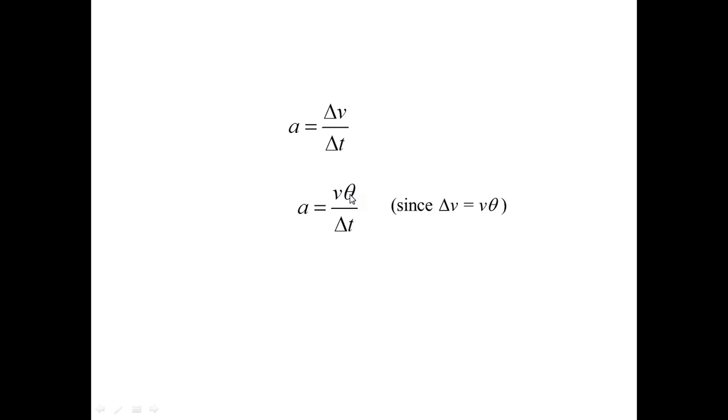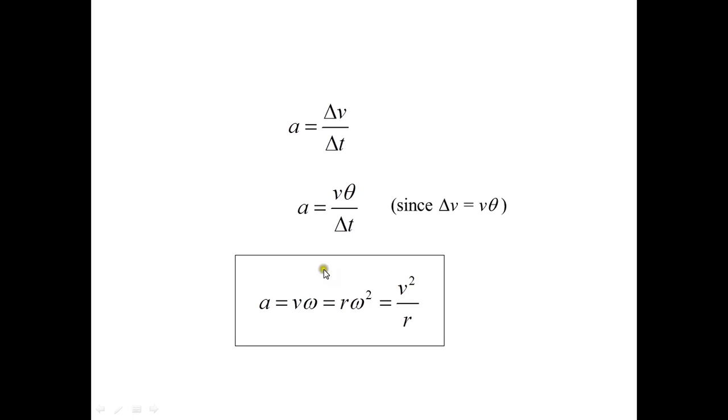We defined previously that theta, the angular displacement over the time taken, is your omega. So from here we get a equals v omega. Recall v equals r omega, so a can also be expressed as r omega squared. Or, since v equals r omega, we can express a in terms of v squared over r. So there are three formulas for acceleration that you need to know.